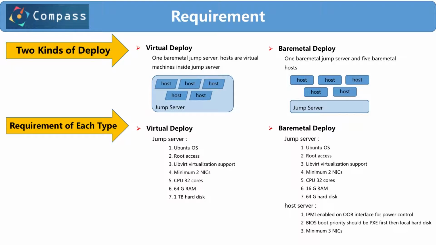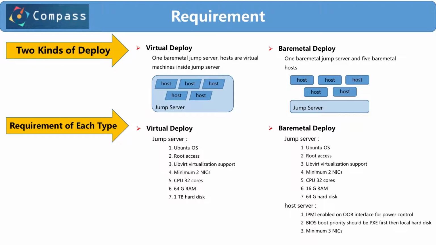For the virtual deployment, you just need one server, which is also used as the jump server. For the bare metal deployment, you need 6 servers: 1 jump server, 2 compute nodes, and 3 control nodes. Here I'll introduce some requirements for the servers.